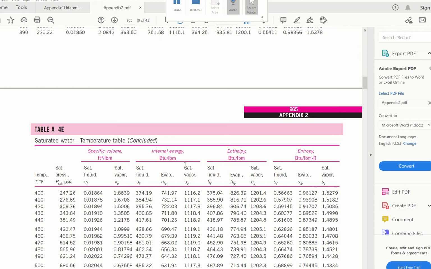There are 4 sets of tables, and that's our steam table, which is our water table.